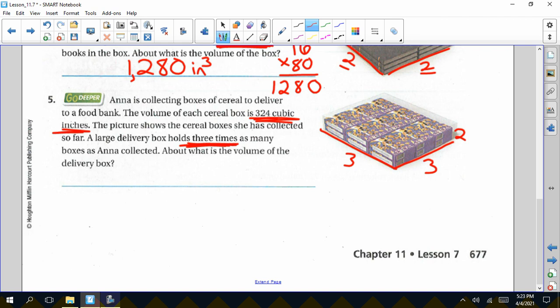2 layers of that. So 3 times 3 is 9, times 2 is 18. There we go. So we have 18 boxes here. And we know that each box is 324 cubic inches. So we're going to do 324 cubic inches times 18 boxes.